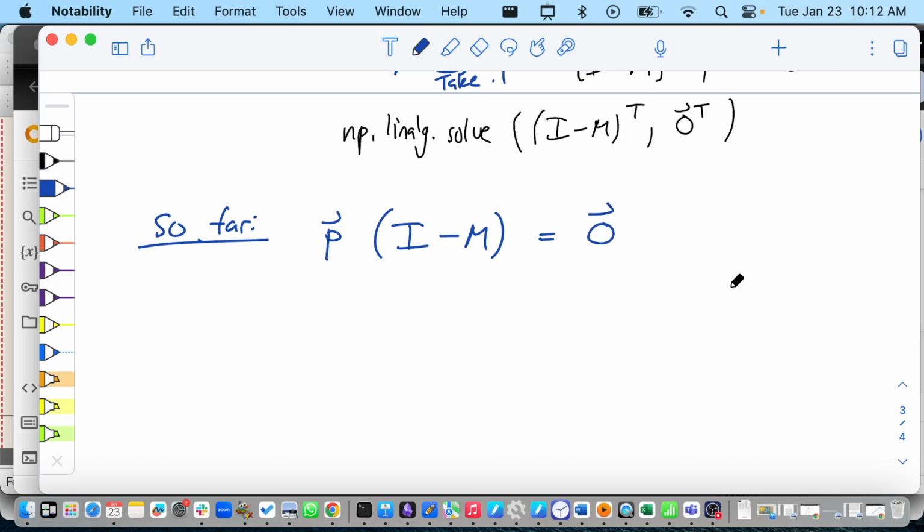And that's not good enough. This equation is underspecified exactly because the matrix M has a 1 eigenvalue, so I minus M has the 0 eigenvalue. That's the eigenspace we're looking at. We're looking for solutions in this eigenspace. There's infinitely many solutions, and we want to narrow it down to just one. So what could we do? What could we add to this page to narrow it down to the solution that we want?